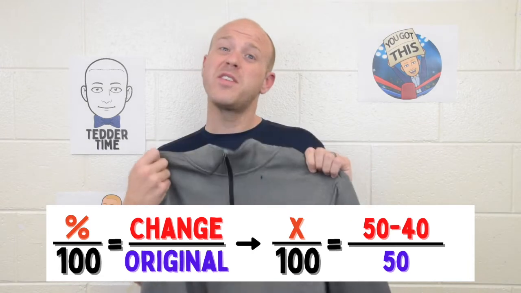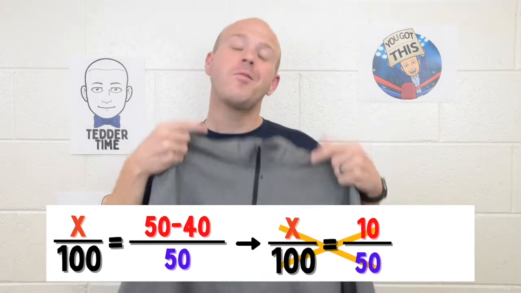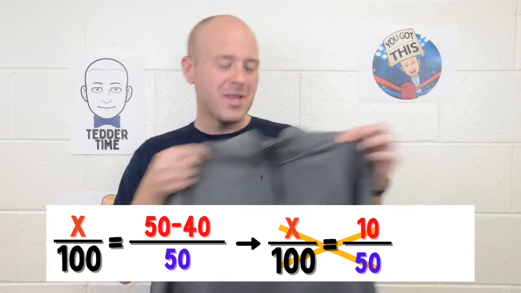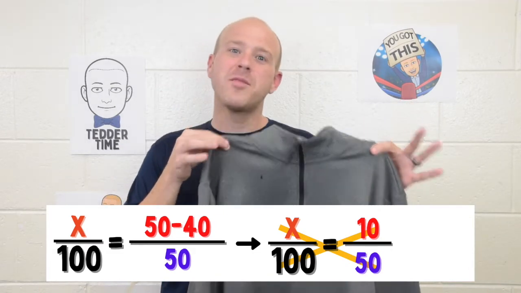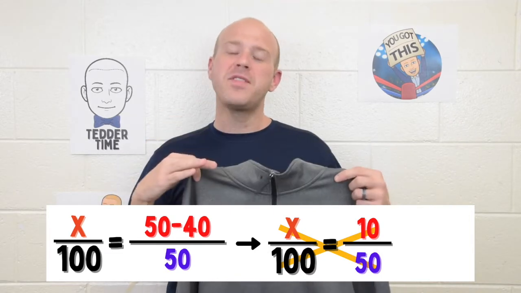Well, if I went from 50 to 40, I saved $10. So that's going to be on top. What was the original amount? Well, this thing was marked for $50 to begin with. So my original amount is 50. So it's 10 over 50.